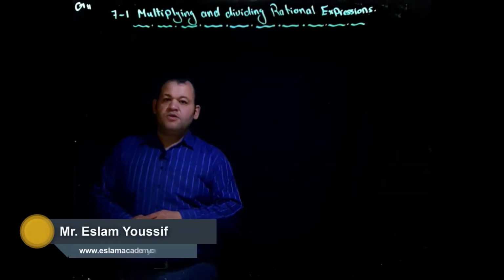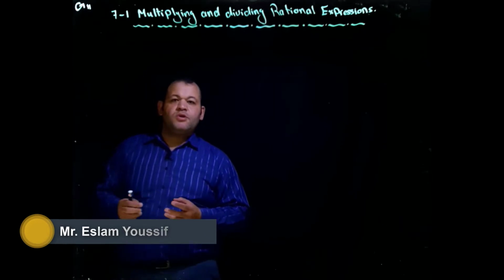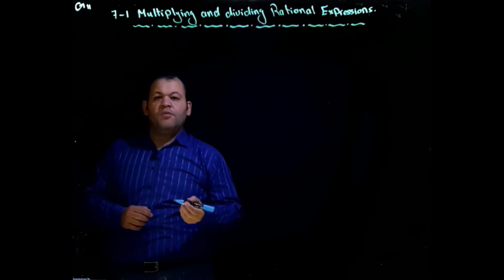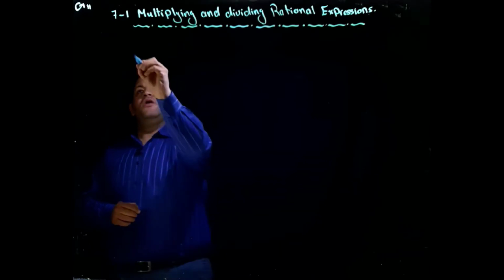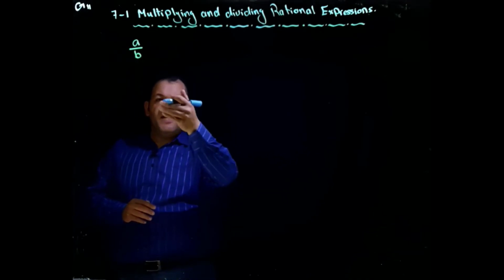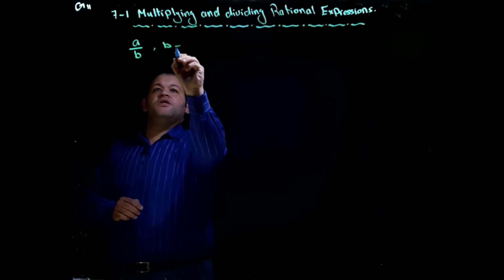Our lesson today is about multiplying and dividing rational expressions. Before we start rational expressions, we need to know the meaning of a rational number. A rational number is any number that can be written in the form of a fraction, like a over b. And we have a condition that we cannot divide any number by 0. Because of that, we say that b is not equal to 0.